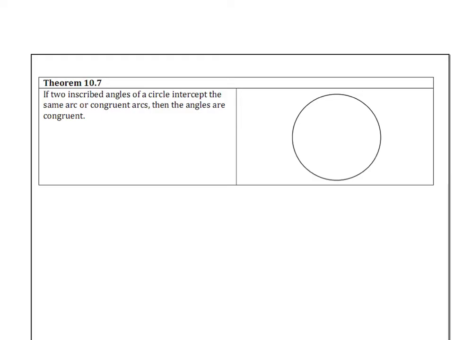If two inscribed angles of a circle intercept the same arc or congruent arcs, then the angles are congruent. Let's start by drawing an inscribed angle. Everybody go in this circle and draw an inscribed angle. Its vertex has to be right on the circle. Let's call that angle 1.